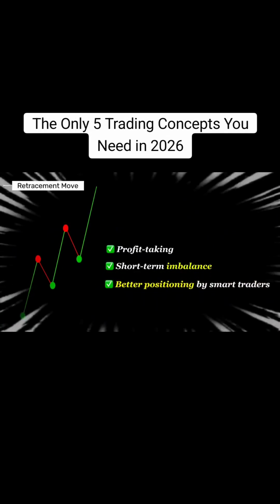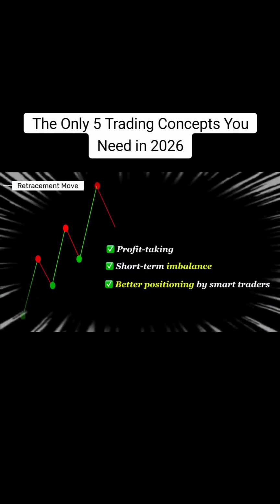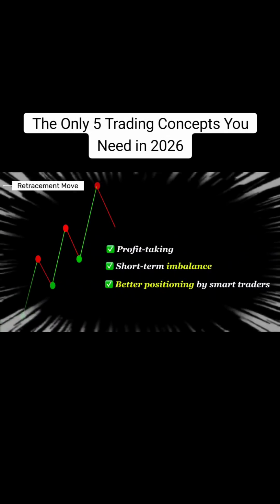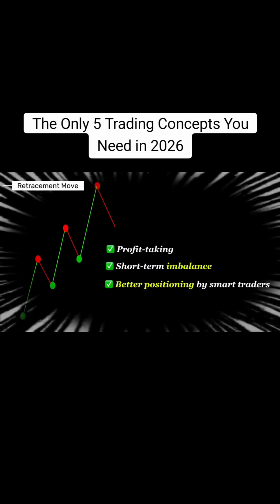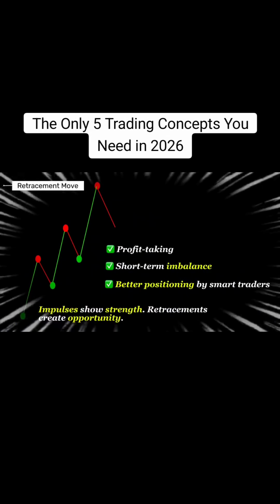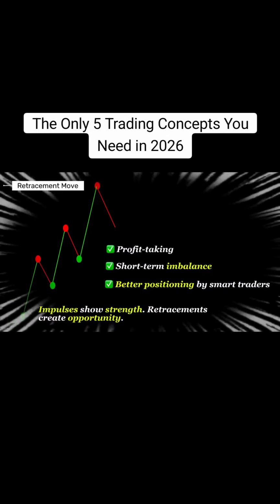Better positioning by smart traders. Experienced traders don't chase impulsive moves. They wait patiently for pullbacks to enter at more favorable prices, in line with the trend. This is critical to understand. Impulses show strength. Retracements create opportunity. If you can read these 2 phases correctly, you stop chasing the market and start trading with it.